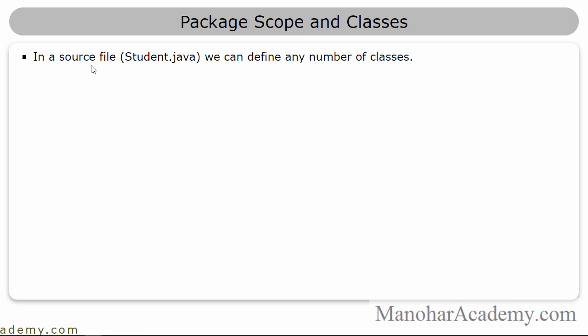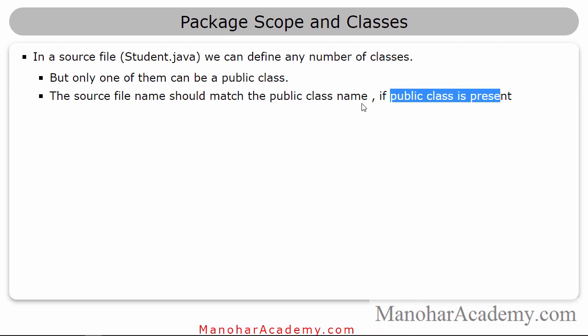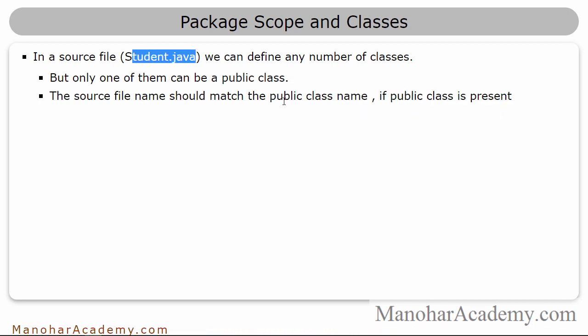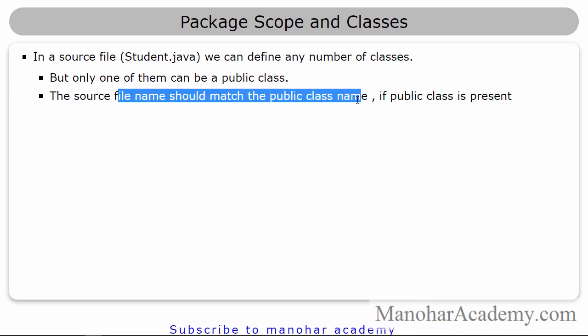But first of all, remember that in a source file, let's say the file name is Student.java, we can define any number of classes. It's not that we need to define only one class in this file. We can define any number of classes, 2, 3, 4, but only one of them can be public. And when that public class is present, the class name should match the file name. So in Student.java, there can be only one public class, and if it is present, its name should be Student, because whenever a public class is present, the file name should match the class name.